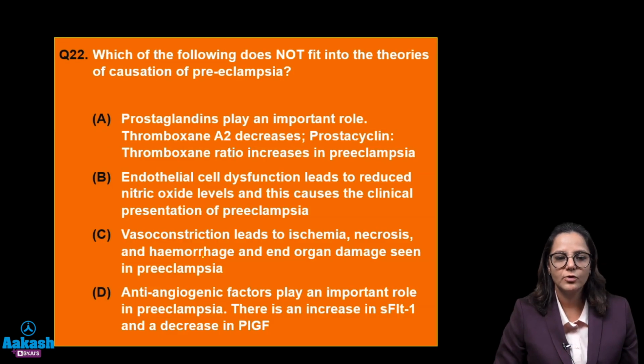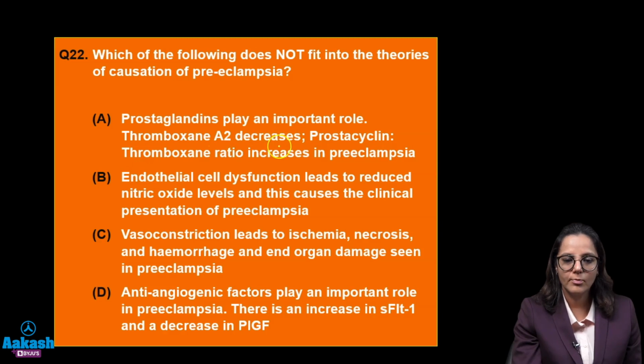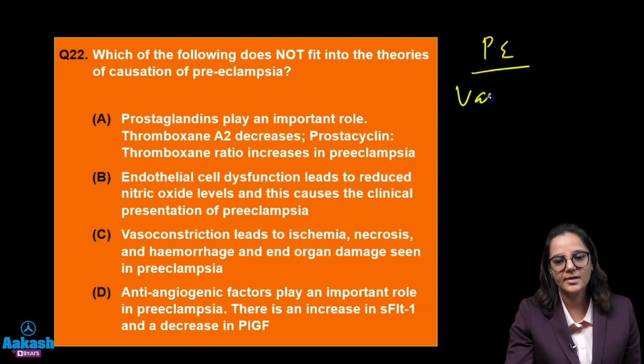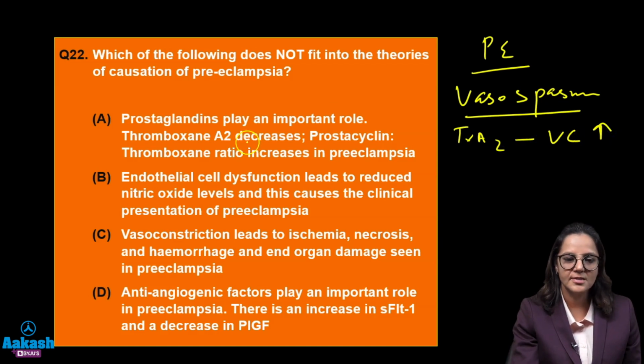Now next question, which of the following does not fit into the theories of causation of preeclampsia? Well, this looks like a very scary question, lot of text is here. So even if you don't know it, let's try to solve it by a general knowledge. So prostaglandins play an important role. Thromboxane A2 decreases. First of all, in preeclampsia, all of us know that there is vasospasm, which means that the artery is constricting. Okay. So thromboxane A2, all of us know, is a vasoconstrictor. It should ideally be increasing. Here it says that it decreases. So this raises a query in my mind.